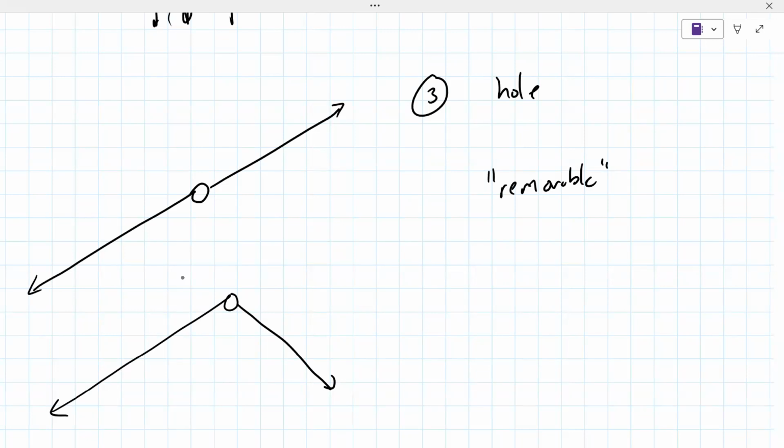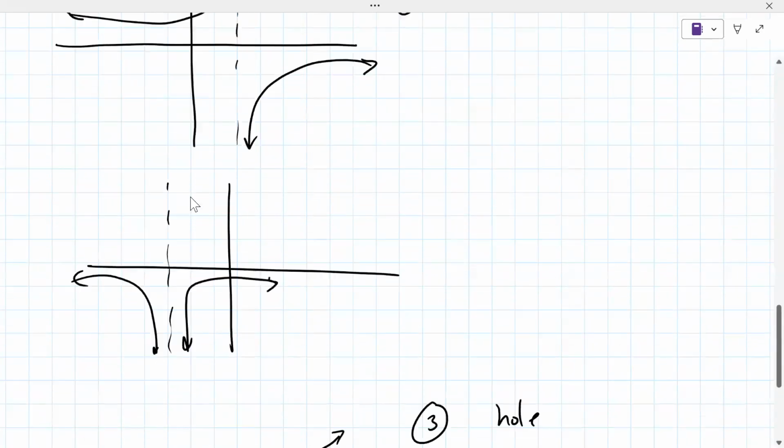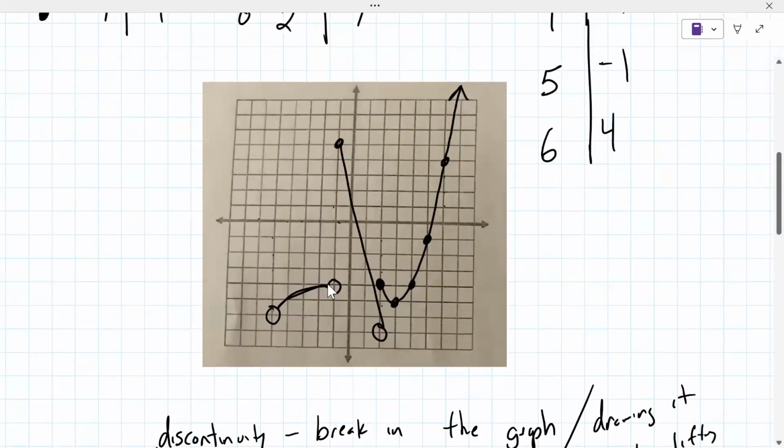Okay. But how is the third one, the third one's throwing me off a little bit. How's the third one a discontinuity if there's no space in between them? Like on our graph that we made, just because there was an open circle doesn't mean that was a discontinuity.